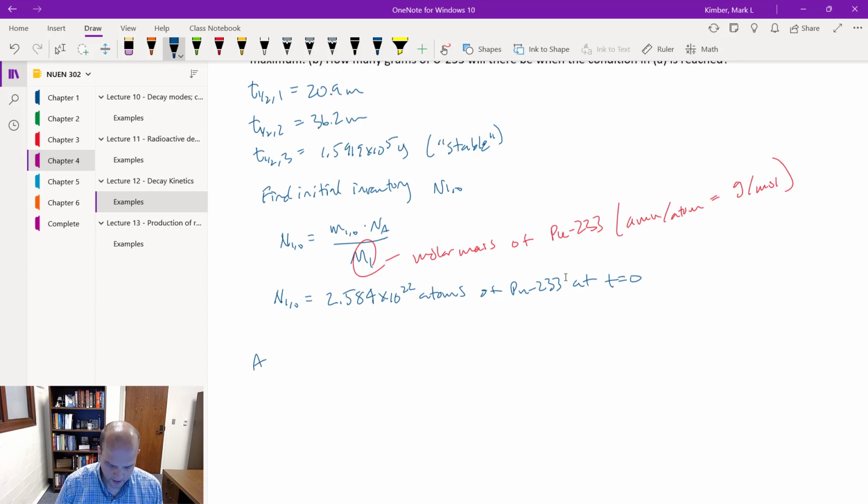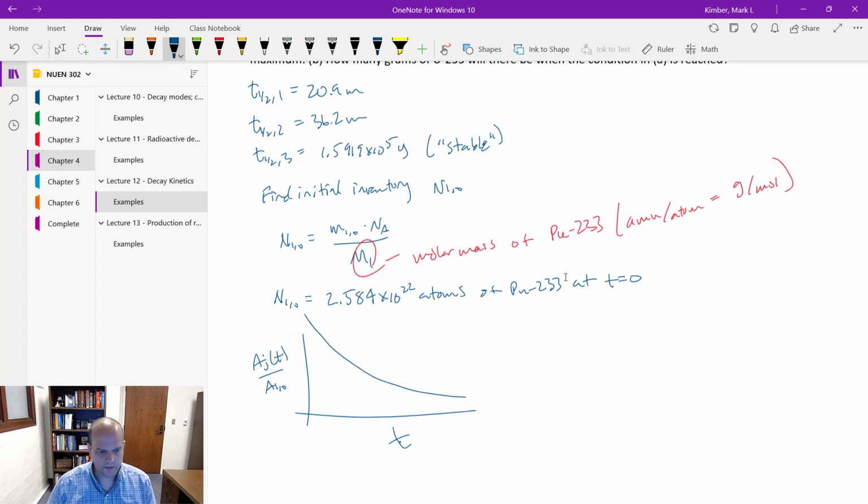And so what we're expecting here, we'll call this A_i(t) over A_1 naught. What we're expecting is that the activity for isotope number 1 is going to start out at the highest and decay in an exponential manner. And then isotope 2 is going to build up, and then it's going to start to decay, something like this.